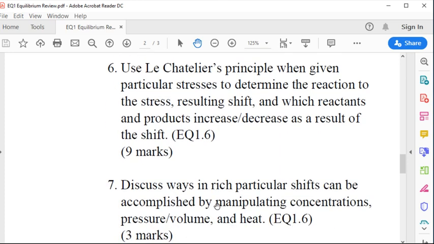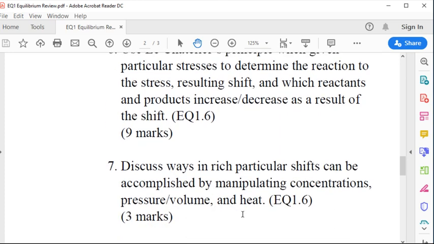And then the last question here, discuss ways in which particular shifts can be accomplished by manipulating. So we had 3 stresses we talked about: concentration, so increasing or decreasing the amount of material, increasing pressure, reducing pressure, and also heat. So the question could be, how can you make as much as one item as possible by manipulating concentrations, pressure, and heat?